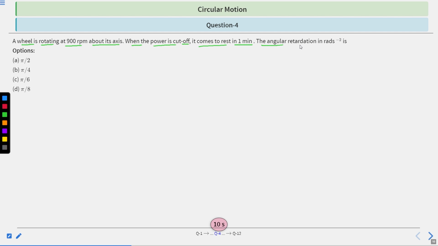The angular retardation in radian per second square is what? The question asks about the angular retardation. The options are A: pi by 2, B: pi by 4, C: pi by 6, and D: pi by 8. So which option is correct? You have 10 seconds to solve this question. After 10 seconds we will provide the solution.